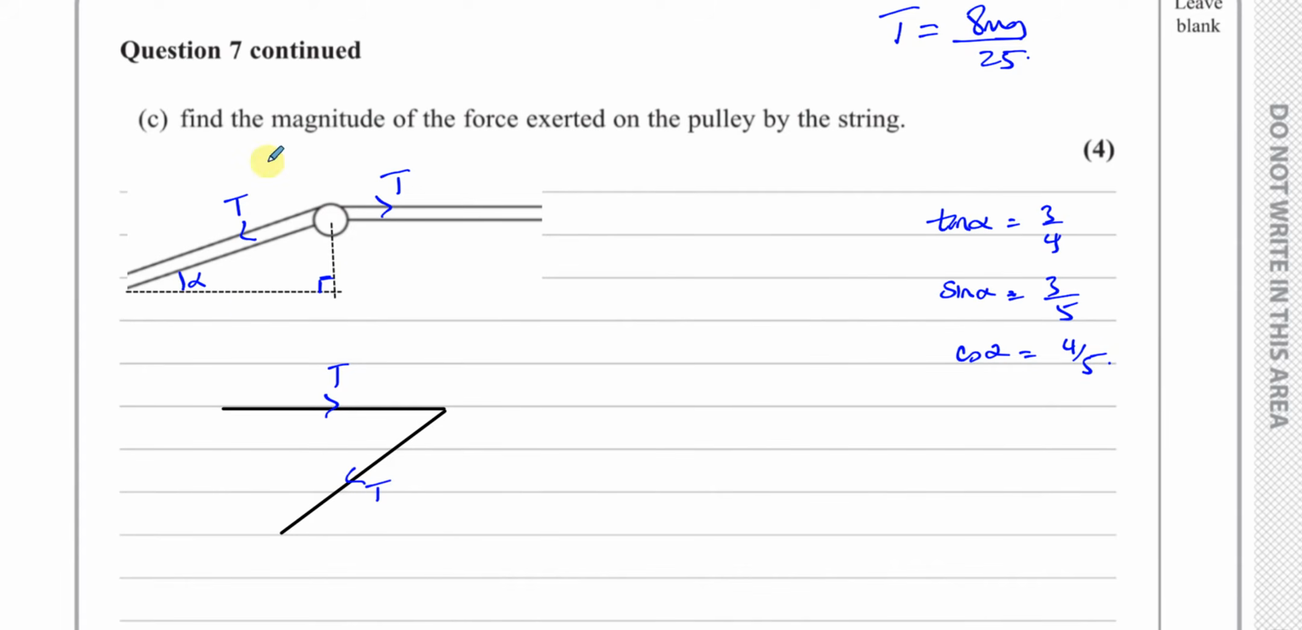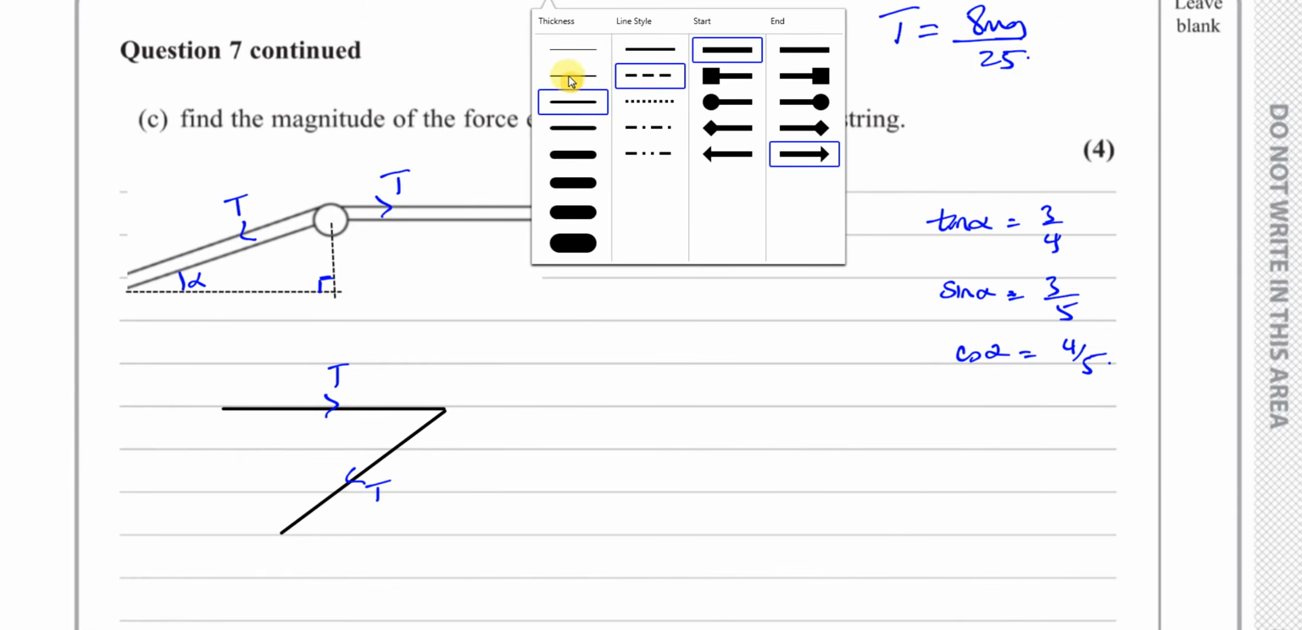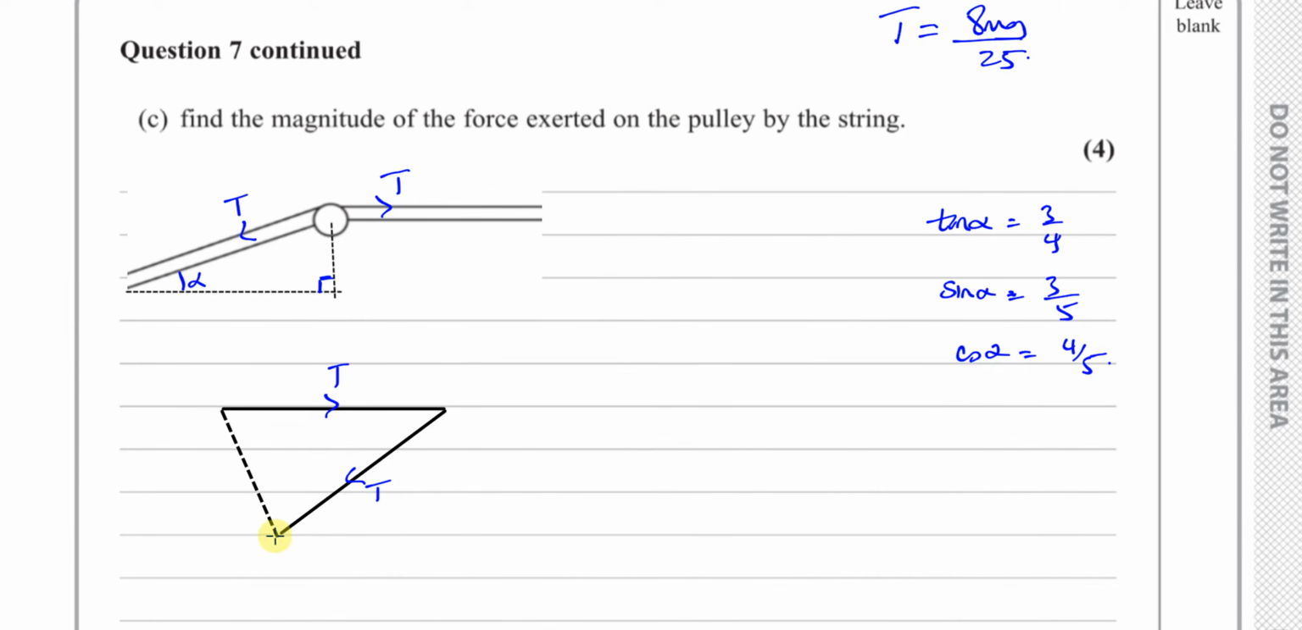So the resultant force is going to be the force acting like this. This is the resultant force, TR. So this is an isosceles triangle. And I know that this angle over here, if I continue these lines, is going to be the same as this angle over here. It's the angle between those two forces, so this is angle alpha.